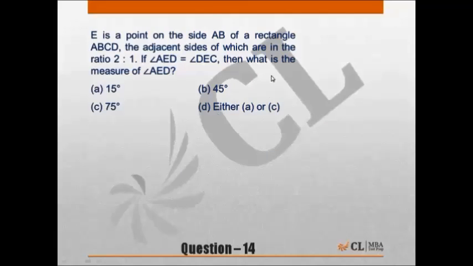E is a point on the side AB of a rectangle ABCD, the adjacent sides of which are in the ratio of 2:1. If angle AED equals angle DEC, what is the measure of angle AED? Let's first draw the figure to understand this. This question, was it a round 1 or round 2? For me, it was round 2. Because, as I've already said, with geometry I'd want to be sure and take a little time, so it would typically be a round 2 question for me.